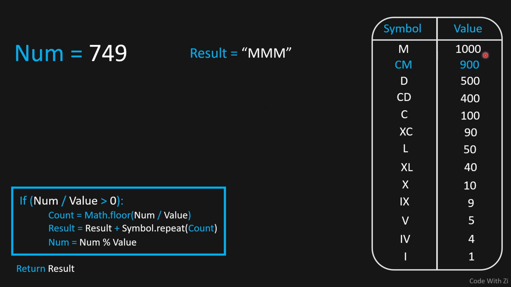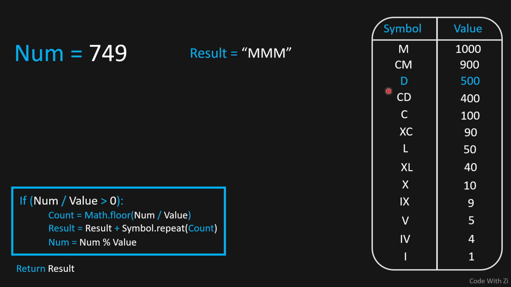And then we're gonna enter the next round, and in our next round, our symbol is gonna be cm, and our value is gonna be 900. Then we're gonna check again if number divided by value is greater than 0. So we're gonna say 749, which is our number, divided by 900, which is our value here. Is it greater than 0? As you can see, it's not. So it's gonna be false. This is not gonna be greater than 0, and we're not gonna enter this if statement, and we're gonna move on to our next pair.